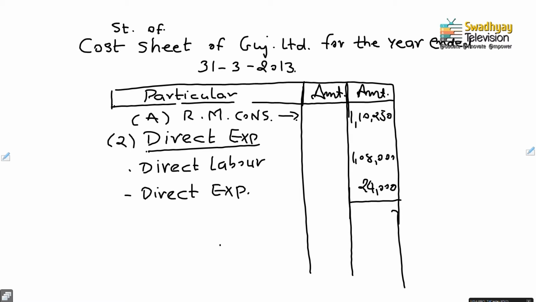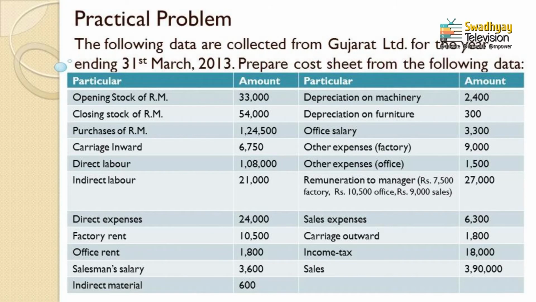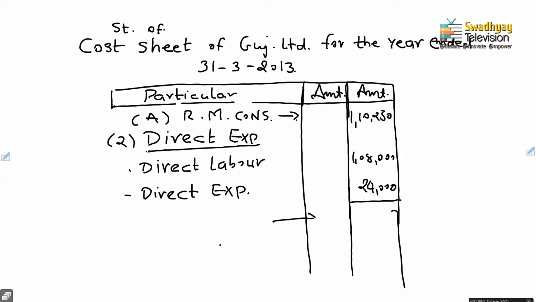So both these items would be recorded and added into the raw material consumed, and then make a total of this. That is your second answer, answer 2, that is prime cost. The total of this is 2,42,250 rupees. That is your second answer, it's the prime cost.